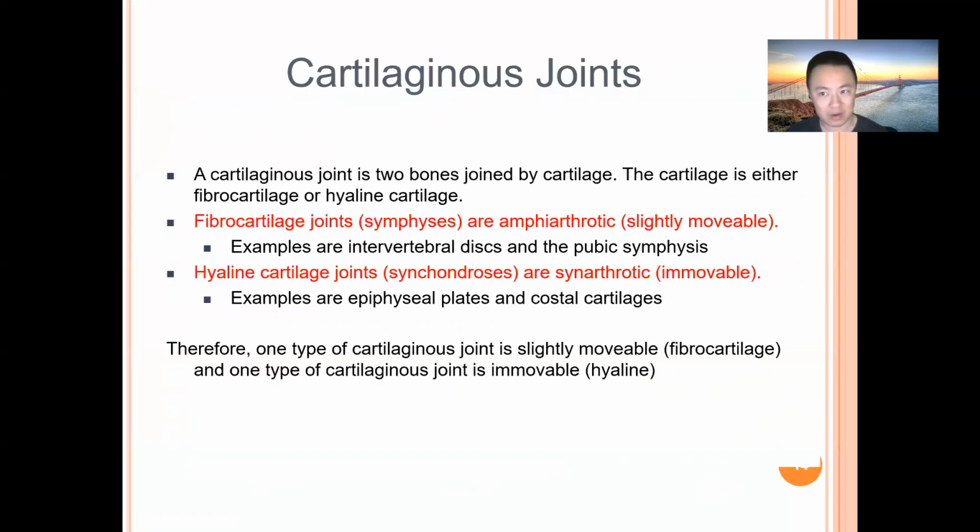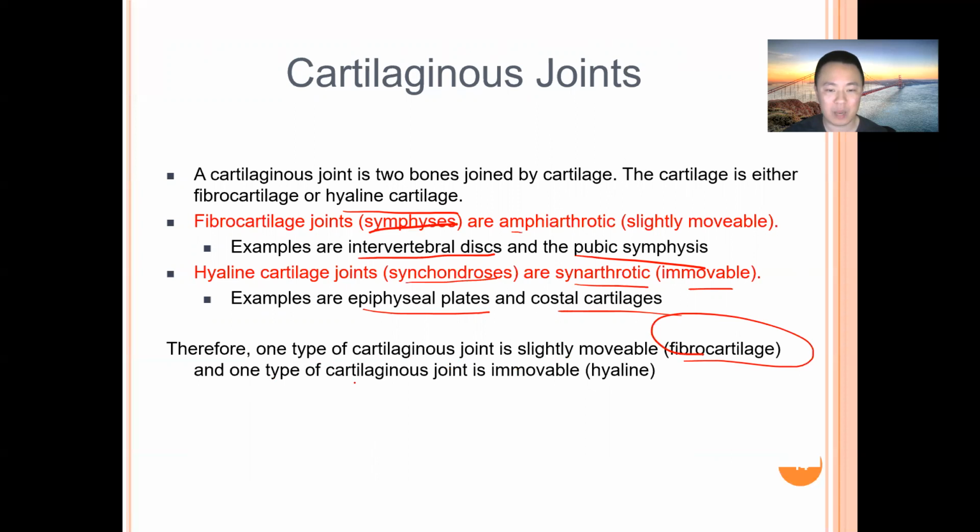Okay, next up, we've got the cartilaginous joints here. The cartilaginous joint is two bones joined by a cartilage, and the cartilage is either fibro or hyaline cartilage. If it's fibrocartilage joints or symphyses, these are amphiarthrotic or slightly movable, and examples include your intervertebral discs and your pubic symphysis. Hyaline cartilage joints or synchondroses are synarthrotic or immovable. Examples are the epiphyseal plates and the costal cartilages. Therefore, one type of cartilaginous joint is slightly movable, a fibrocartilage, and one type of cartilage is immovable, which is like hyaline cartilage.